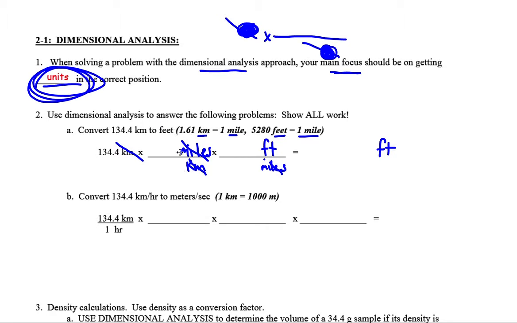The 1.61 goes with kilometers, so I put that here, 1.61. The 1 goes with miles, so I put that next to mile. The 5,280 goes with feet, so I put 5,280 on top. And the 1 goes with miles, so I put that on the bottom. Now that my numbers are in the right spots, I take out my calculator, and I multiply any digit on top. So 134.4 times 1, let me switch to red here, times 1, still the same thing, divided by 1.61, because it's on the bottom. So I divide by any number on the bottom.